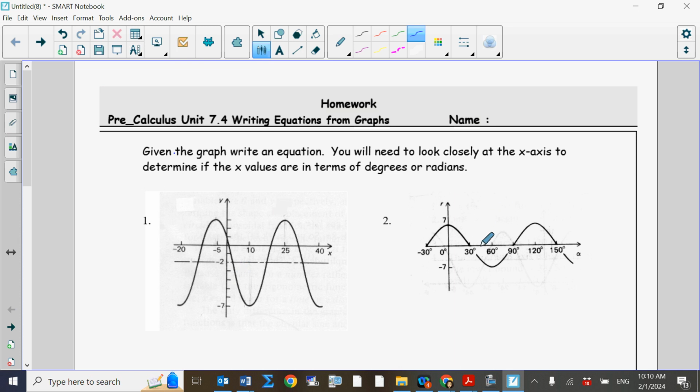If you don't see this sign, this little circle, that means your function is in radian. If you see the little circle, that's in degrees. So this one is in degrees and this one is in radian.